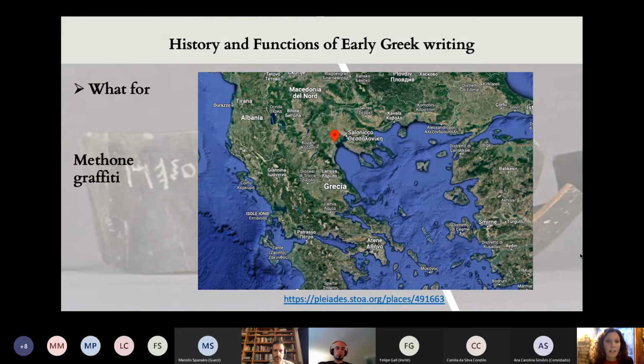And so I want to close this part about the early stages of writing, presenting you some graffiti from this area, Methoni, that was a Euboean apoikia. It was founded in 735 or something like that, maybe even before, and it is near the Limes of Macedonia. So it is a site that has been very well excavated recently.